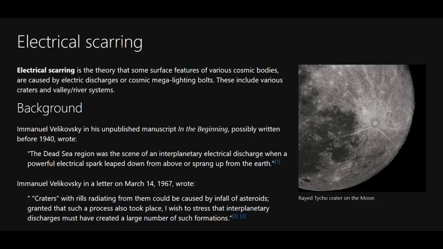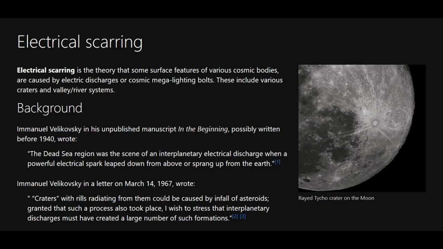But I wanted to introduce you to a theory called electrical scarring, and this has been proposed by people like the Electric Universe model and also Thunderbolts project. Electrical scarring is a theory that some surface features are caused by electric discharges or cosmic mega lightning bolts. So electrical discharges and lightning bolts. These include various craters in valley or river systems.